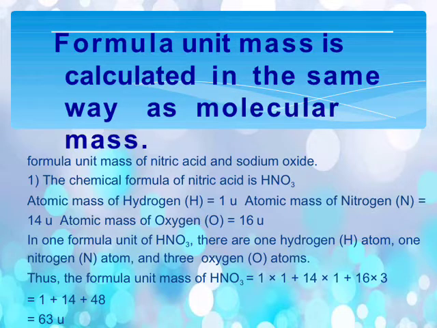Taking one example, the chemical formula of nitric acid, we know it is HNO3, and hydrogen has mass 1 u, nitrogen has 14 u, and oxygen has 16 u. So in one formula unit of HNO3, there is one hydrogen atom, one nitrogen, and 3 oxygen. So putting the values, 1 into 1 plus 14 into 1 plus 16 into 3. So 1 plus 14 plus 48, that is 63 u. So it is the same as we calculate the molecular mass.